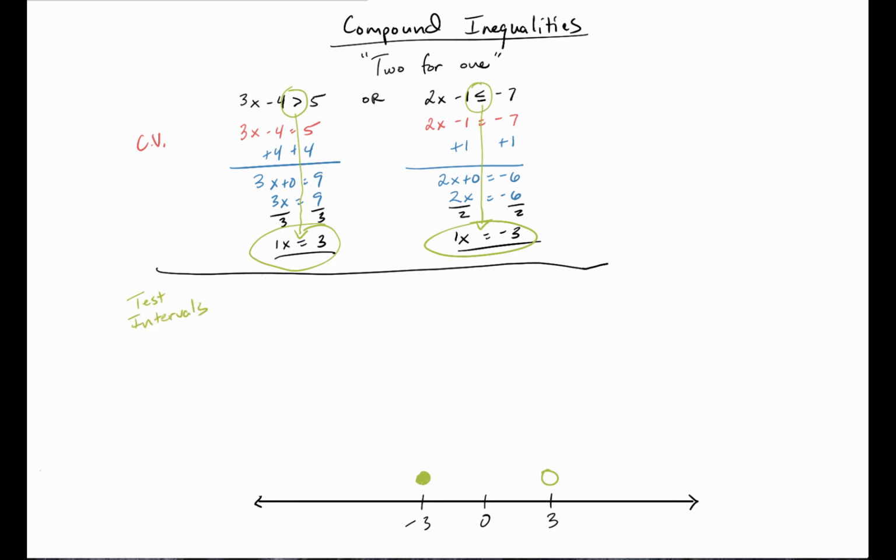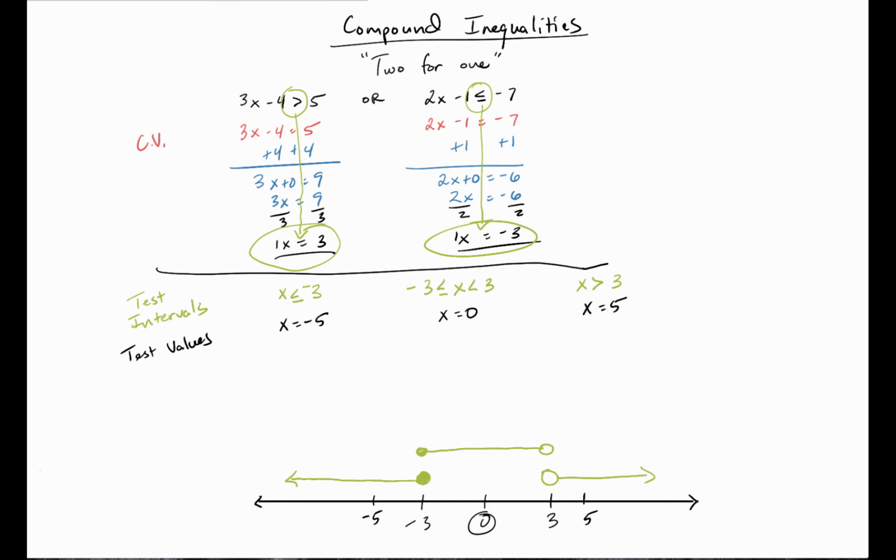Then I'm going to look and see what my test intervals should be. So x is less than or equal to -3, over the left there. Or it could be in between the two values. Again, you'll notice that I have that closed circle next to the -3, since that came from a less than or equal to sign. And then the last one was x is greater than 3. So I pick my test values: x equals -5, x equals 0, and x equals 5, just picking values that are in each one of those intervals.